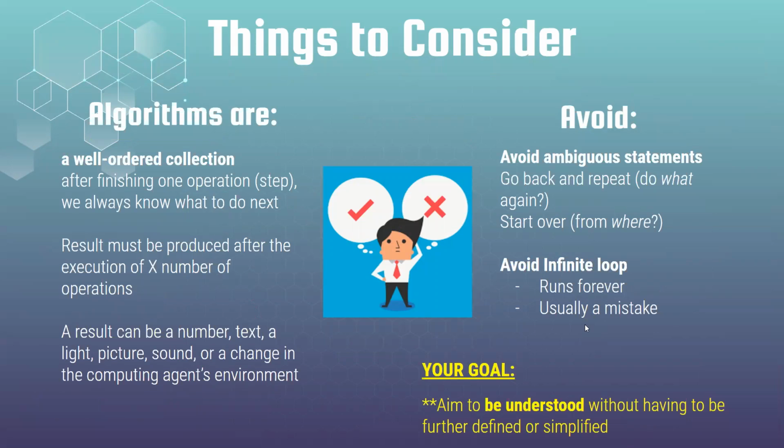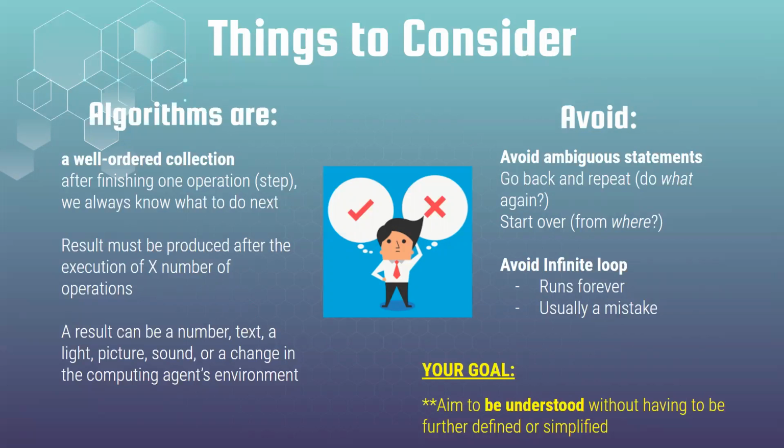Essentially, an algorithm is a well-ordered collection. Once you finish a single operation or step, you should always know what to do next. After completing a certain number of steps, based on what you, the programmer, decide, then a result should be produced. Note, a result can be a number, text, a light, picture, sound, or a change in the computing agent's environment.